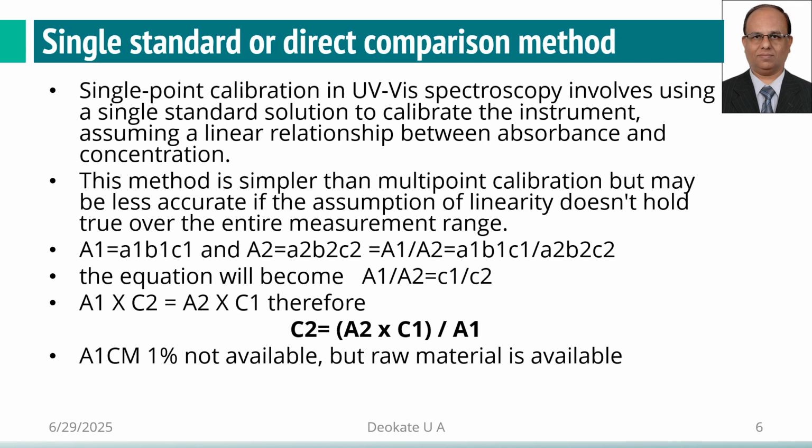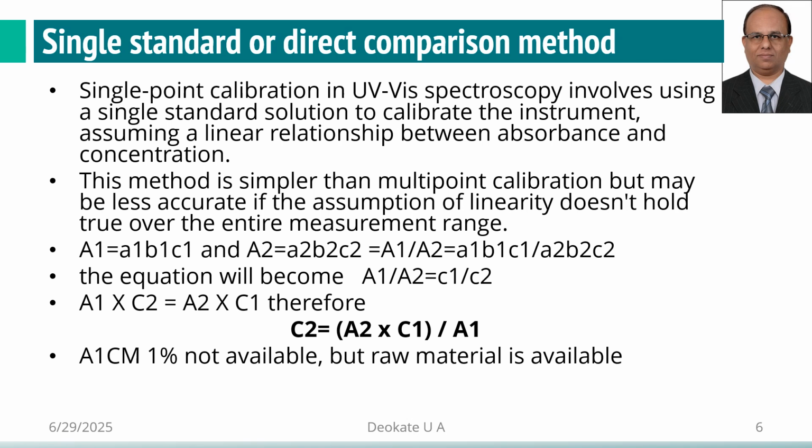If your solution is obeying Beer's law, maintaining the linearity, then and only then can we go for the single standard or direct comparison method. In quantitative estimation, we can calculate the concentration of the unknown by using this equation: C2 equals A2 times C1 divided by A1, where C2 is the concentration of the unknown, A2 is the absorbance of the unknown, C1 is the concentration of your standard, and A1 is the absorbance of your standard.